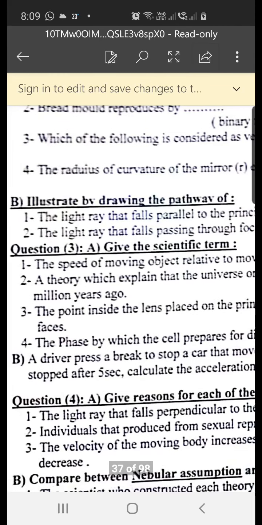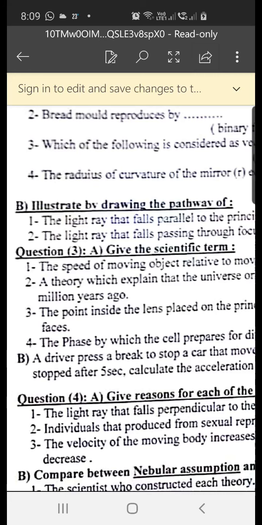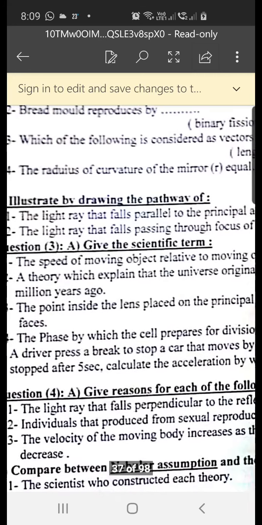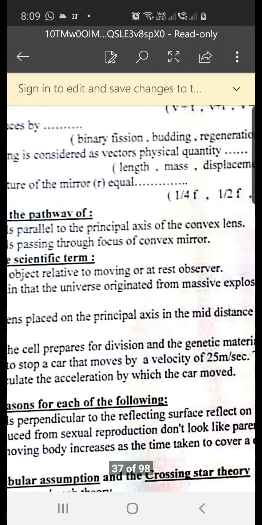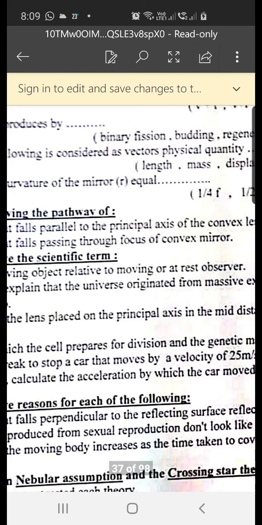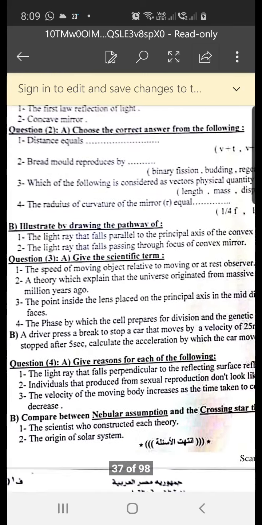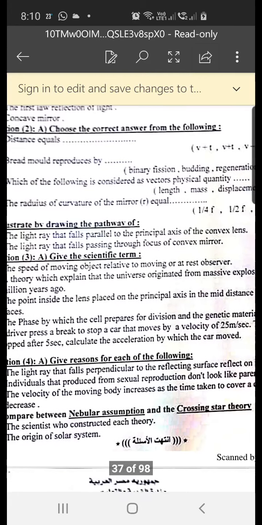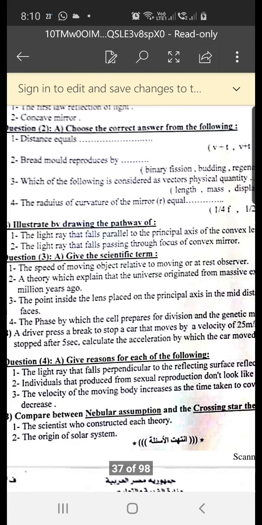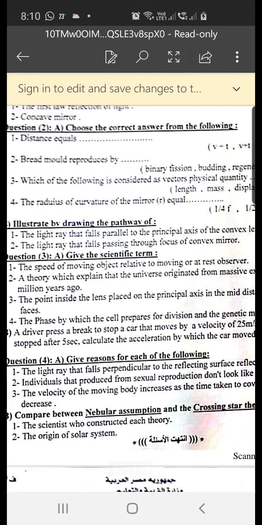B, illustrate by drawing the pathway of the light ray that falls parallel to the principal axis of a convex lens. Here we draw the light ray falls parallel and refracts passing by the focus. We draw only the light ray parallel to the principal axis, then it passes through the lens, passing by the focus.